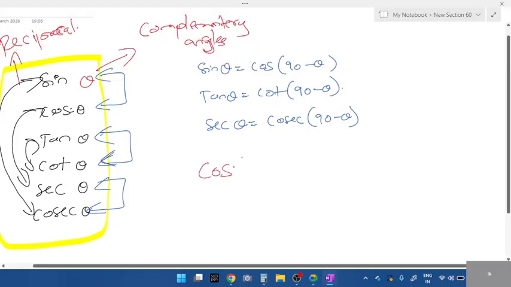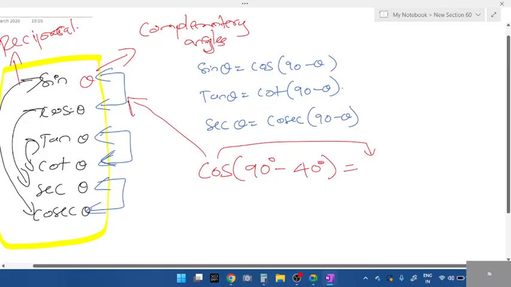If I write cosec 90 minus theta, students. If I write cosec 90 minus 40 degree, can you tell me the answer? What is cosec 90 minus 40? It is sec, student. Look at the diagram. Cosec becomes sec. And this 40 degree is theta value, right? 40 degrees. This is the answer.